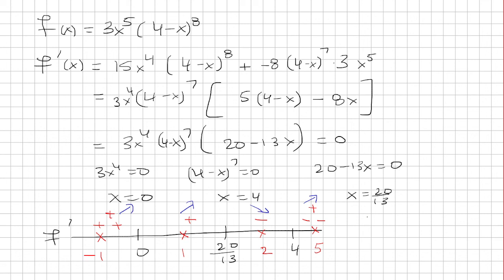So at x equals 0, we have neither, because the sign of the derivative doesn't change. It's positive, positive. At x equals 20 over 13, it changes from positive to negative, so there's a max there. And at x equals 4, it changes from negative to positive, therefore it's a minimum.